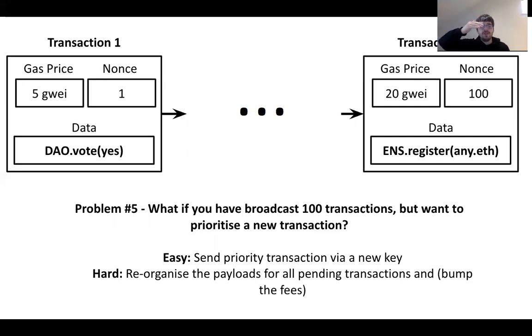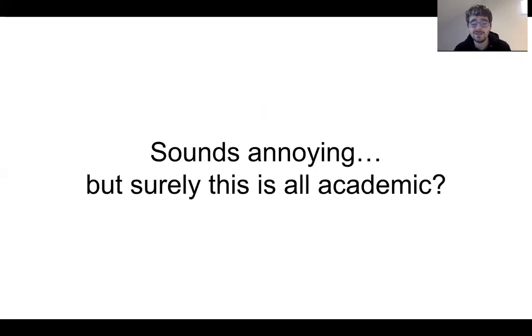He has to bump the fee of all the transactions and then pop the important transaction at the top of the queue, so that gets accepted by the network first, and then the remaining 100 transactions. And that's expensive, painful, and there are so many race conditions there that you never want to have to deal with that as a user. So this all sounds really annoying, but surely this is academic.